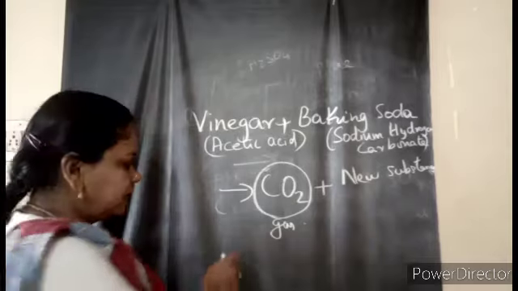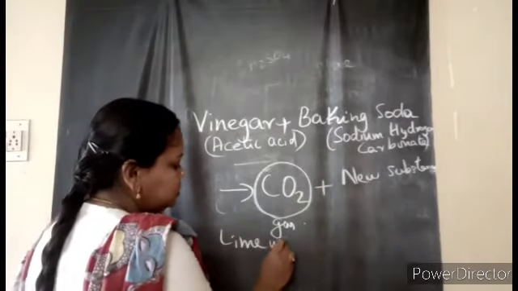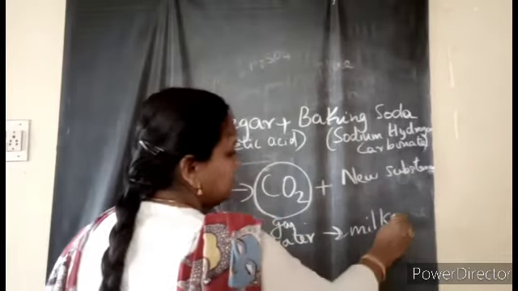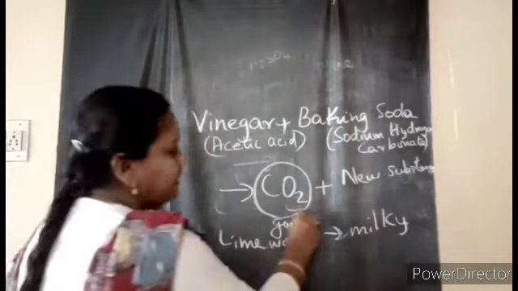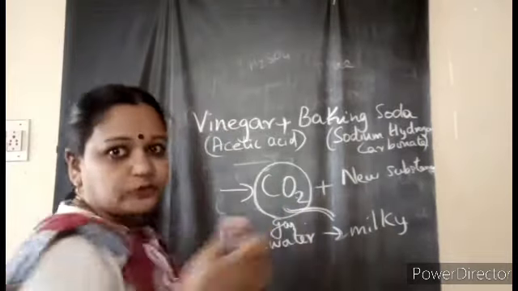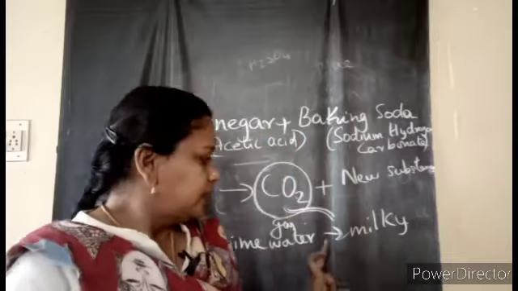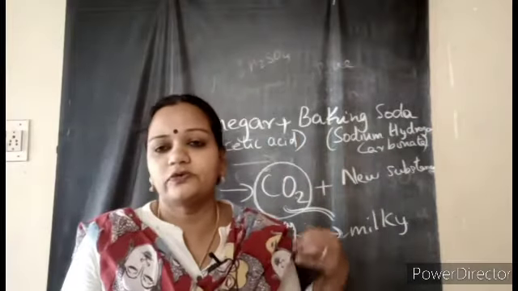So what is the confirmation test? Lime water will change milky, like a milky it will change. As shown in this virtual figure, you can see that the milky substance is formed because of the CO2 evolution.